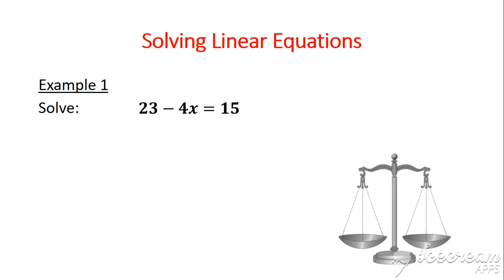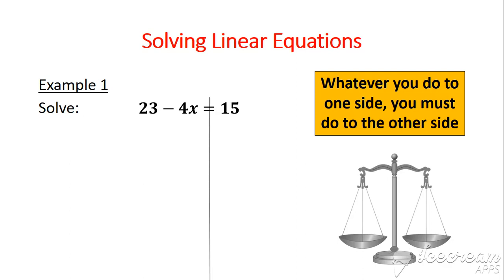Right, straight into examples. Solve 23 minus 4x is equal to 15. Well, the strategy we like to use: whatever you do on one side, you must do to the other side. So we're going to see that 23 on the left. How do we get rid of it? We're going to minus 23, but we're going to do that to both sides. So on the left, 23 minus 23 goes to 0, and that leaves us with this minus 4x. On the right-hand side, 15 minus 23 leaves us with negative 8.